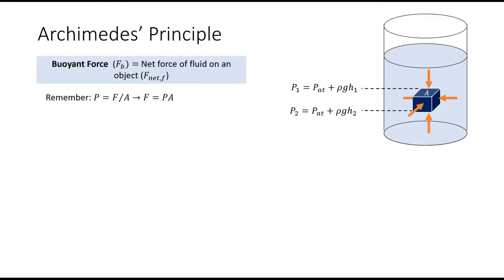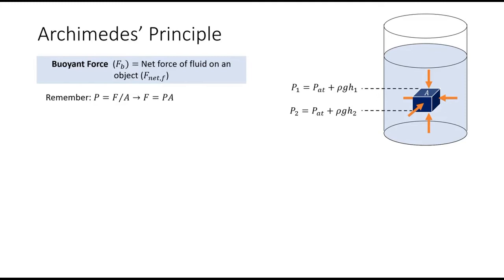Okay, and so here I have a cube that's suspended in some sort of fluid. So we'll say that the fluid has density rho and my cube has surface area A. So each side of my cube has area A here. All right, and so then our goal is to think about what is the net force of the fluid acting on this cube.